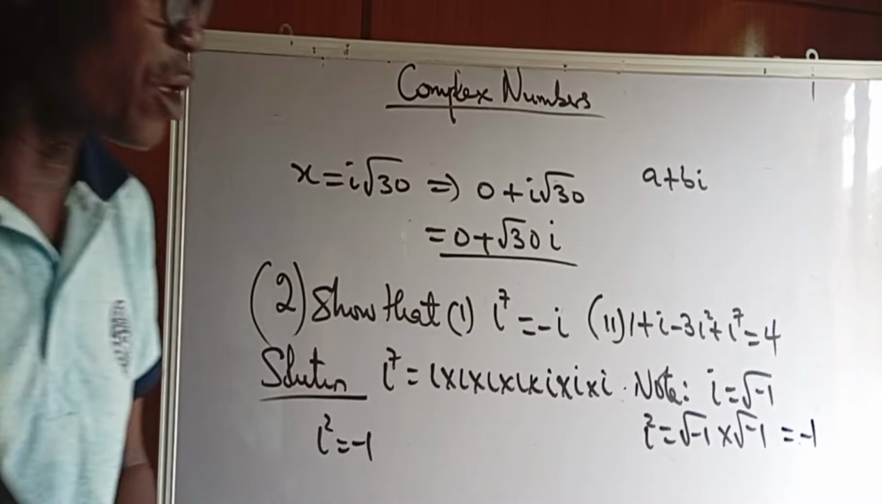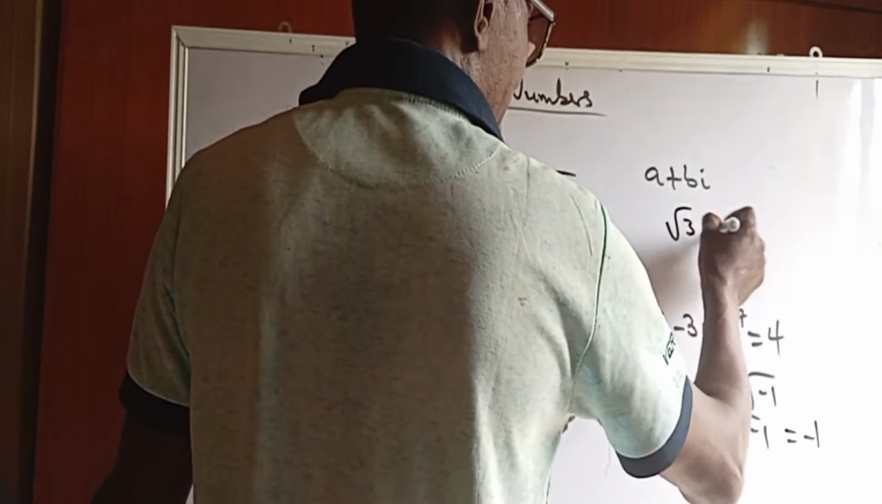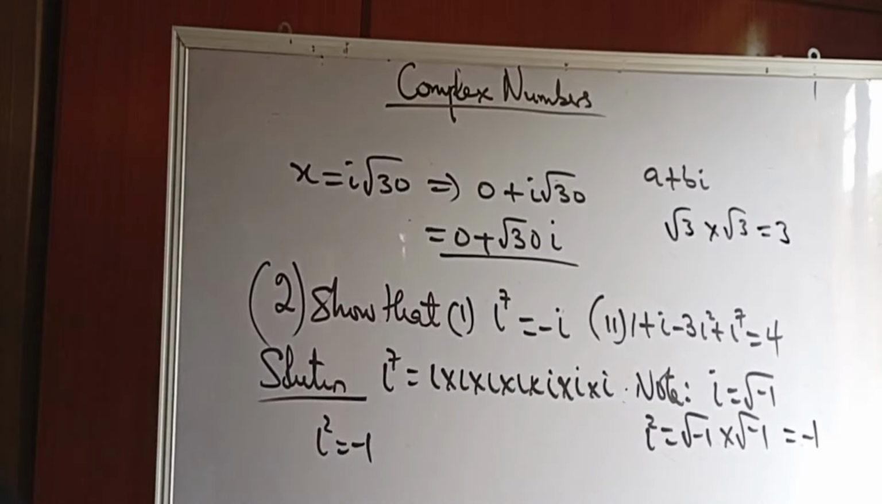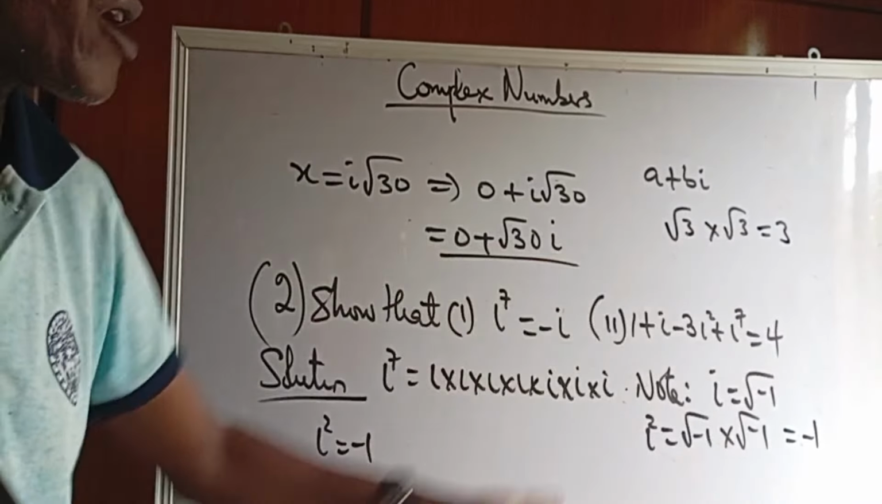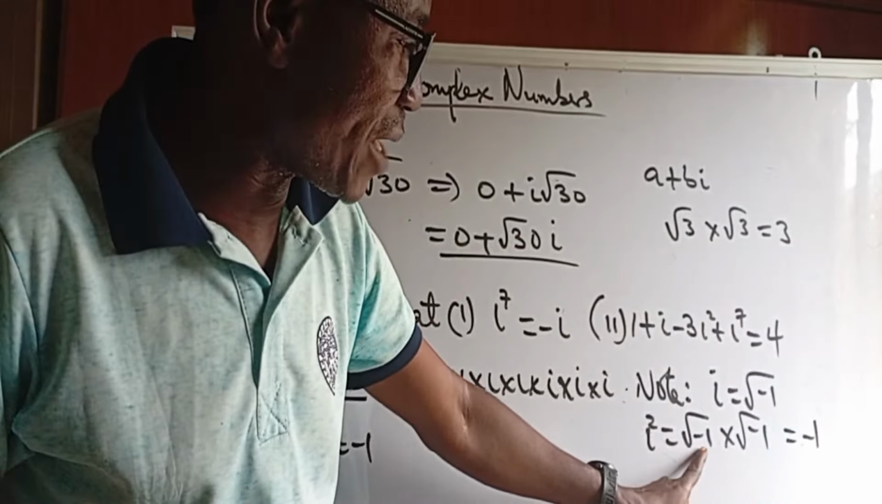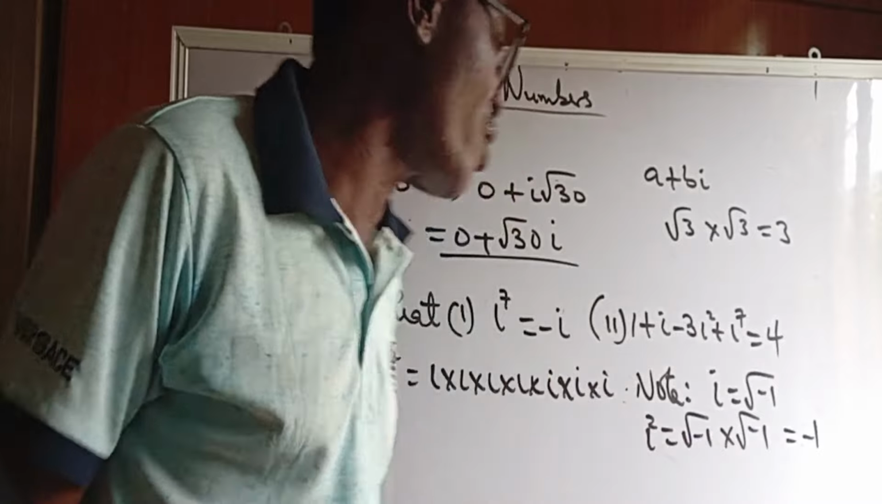In normal surds, if you say root 3 times root 3, the result is 3, because root 3 times root 3 is root 9, and the square root of 9 is 3. In complex numbers, the square root of minus 1 times the square root of minus 1 is minus 1. Don't say it's plus 1. That will be wrong.